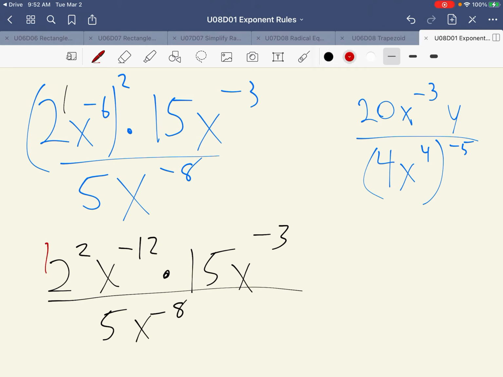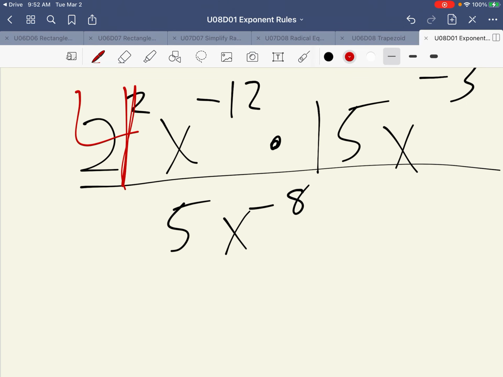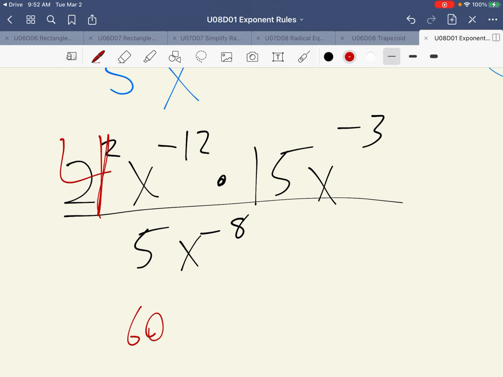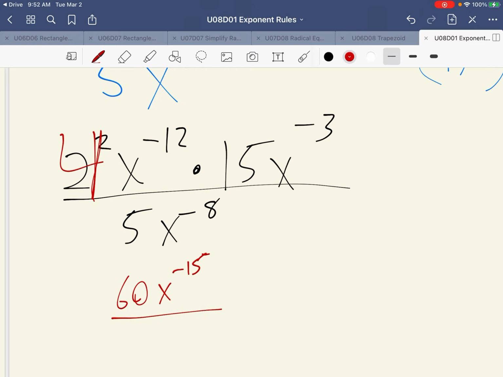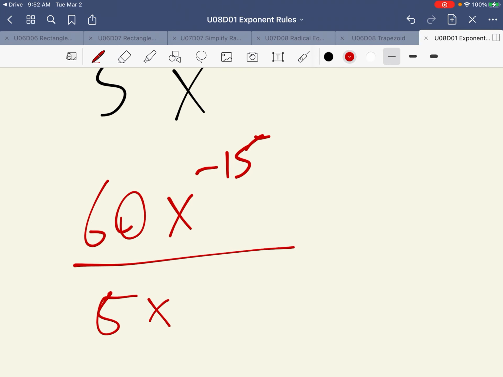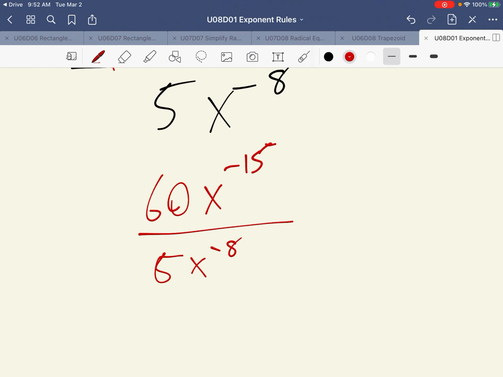Next, we will simplify our 2 to the 2nd to be a nice whole number of 4, which will make it easier to do the rest of the example. Let's work with the numerator for now. So we'll multiply the two expressions. So 4 times 15 is 60. X to the negative 12 times x to the 3rd is going to be x to the 15th, but because they're negative, it's x to the negative 15. Next, we will still be dividing by 5x to the negative 8.